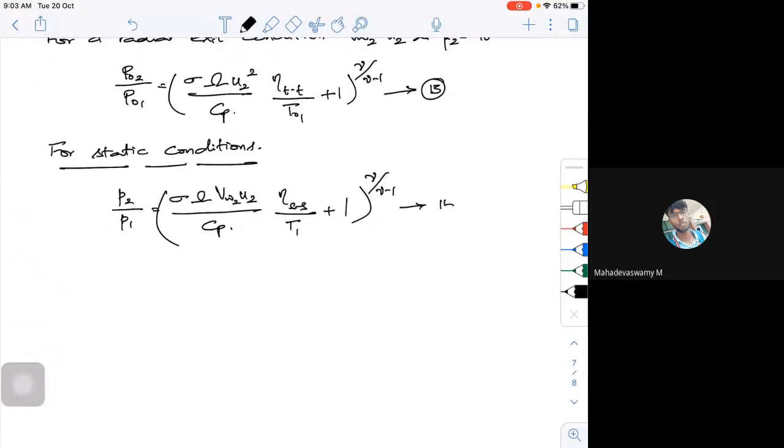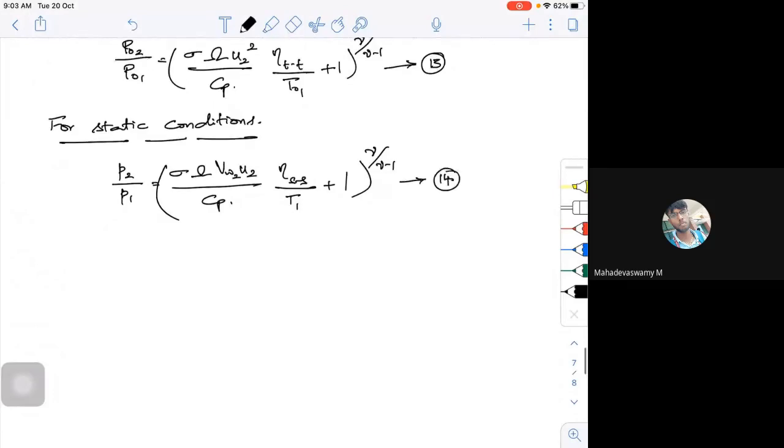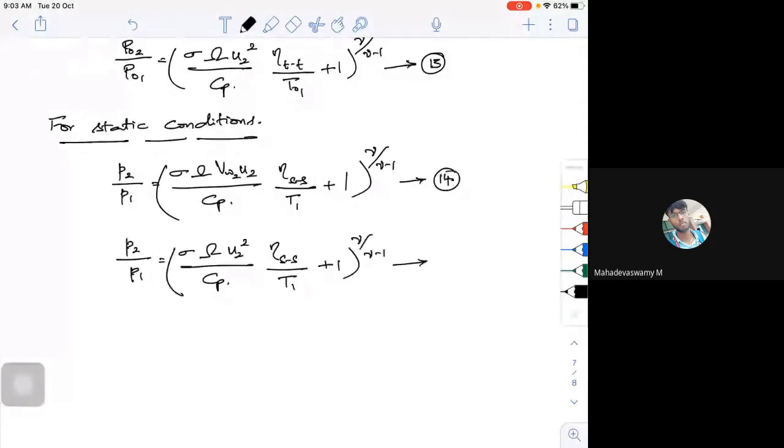For the radial exit condition, this will be P2 by P1 is equal to sigma into omega into U2 square divided by Cp into the static to static efficiency divided by T1, plus 1, whole to the power of gamma by gamma minus 1. I am calling that equation number 15. So these are some of the things. We derived the expression for pressure ratio, and then we looked at the different conditions.